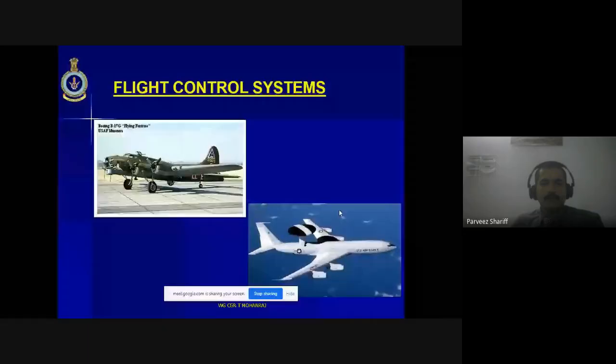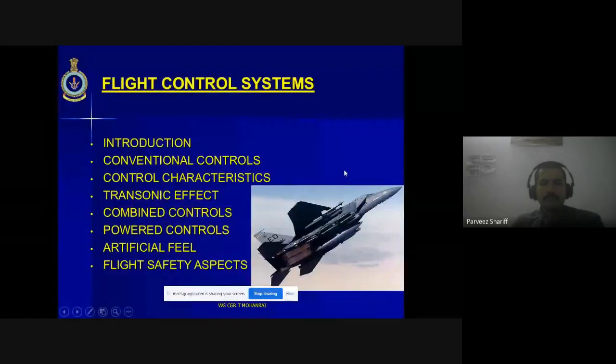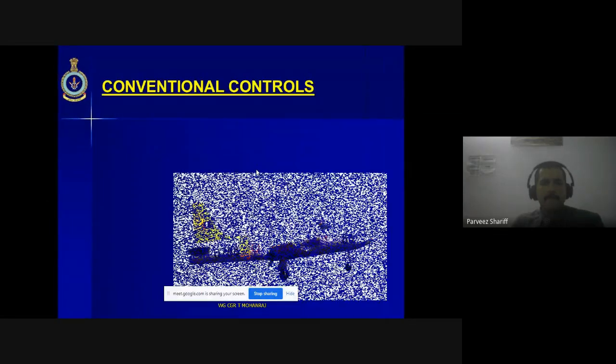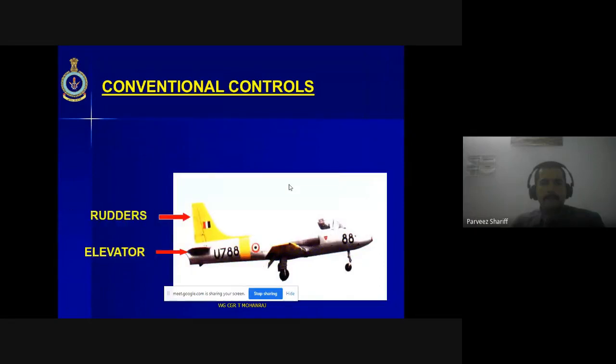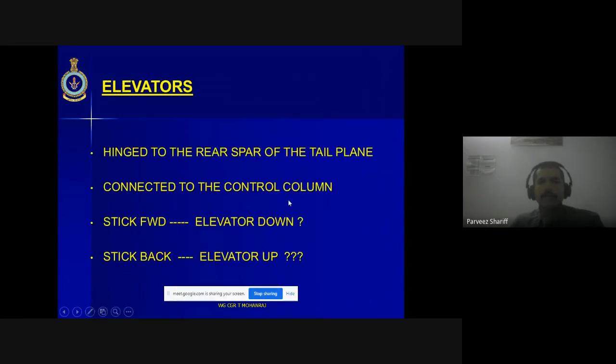With this, we'll move ahead. We'll talk about a few aspects here. As we have said, the primary control surfaces are ailerons, rudders, and elevators. These are the hinged surfaces which are at the rear of the spar of the tailplane. Now here is a question. If the stick moves forward, what happens to the elevator? Does the elevator go down or go up?